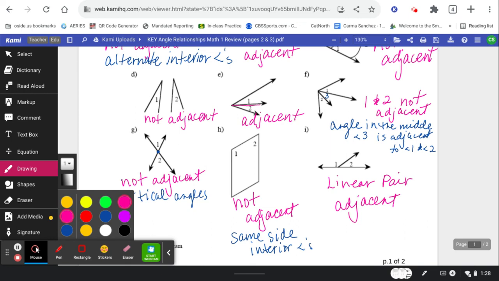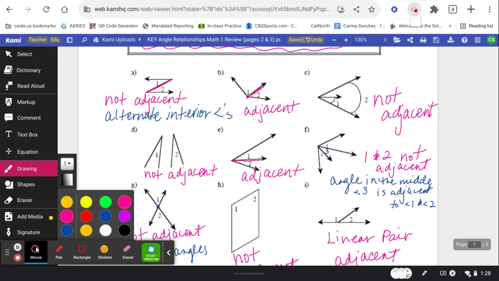And that's it. So this whole page, we're just doing adjacent or not adjacent.